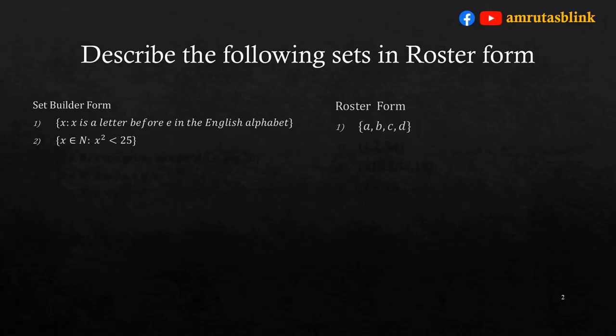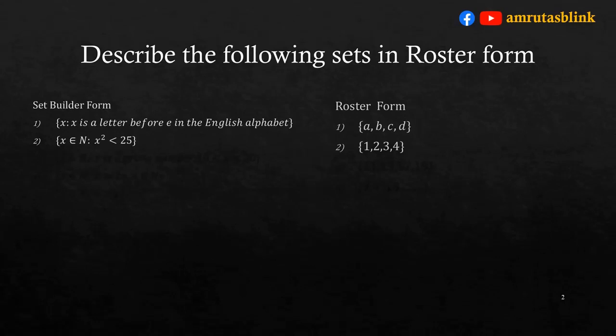Now next is X belongs to N. N is natural numbers. X square less than 25. X is a natural number. So natural numbers start from 1, 2, 3, 4, 5 and so on. Now square of 1 is 1, square of 2 is 4, square of 3 is 9, square of 4 is 16 and square of 5 is 25.